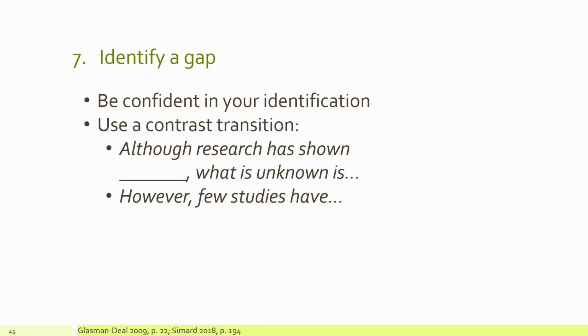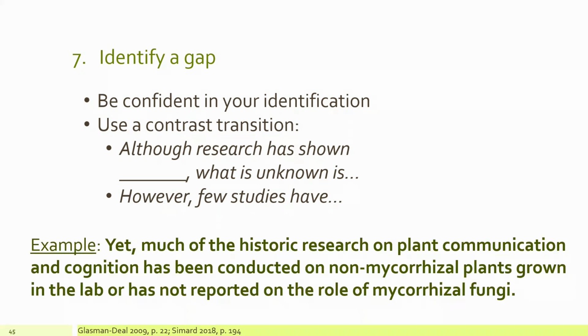You can use a contrast transition to acknowledge what previous studies have found or highlight what is still unknown. For example, "although research has shown," or "however, few studies have." In this example, notice the contrast transition "yet," which recognizes the previous findings, but signals that a gap in those findings is about to be stated. Yet, much of the historic research on plant communication and cognition has been conducted on non-mycorrhizal plants grown in the lab, or has not reported on the role of mycorrhizal fungi.